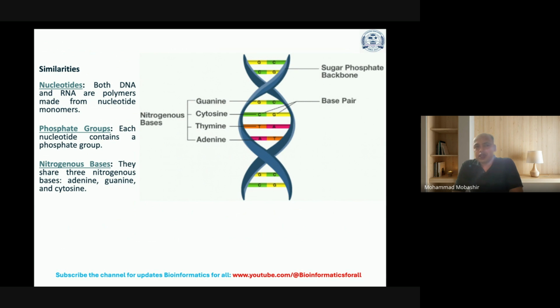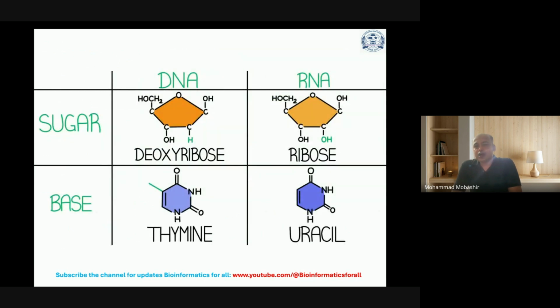In terms of nucleotides, both DNA and RNA are polymers made from nucleotide monomers. Phosphate groups: if you want to understand the similarity here, each nucleotide contains a phosphate group. Nitrogenous bases: they share three nitrogenous bases: adenine, guanine, and cytosine. So these are the three main similarities which you can observe between DNA and RNA. Now, if you want to understand the difference at the level of sugar and base, then here in DNA you can see deoxyribose, and in case of RNA it is ribose.